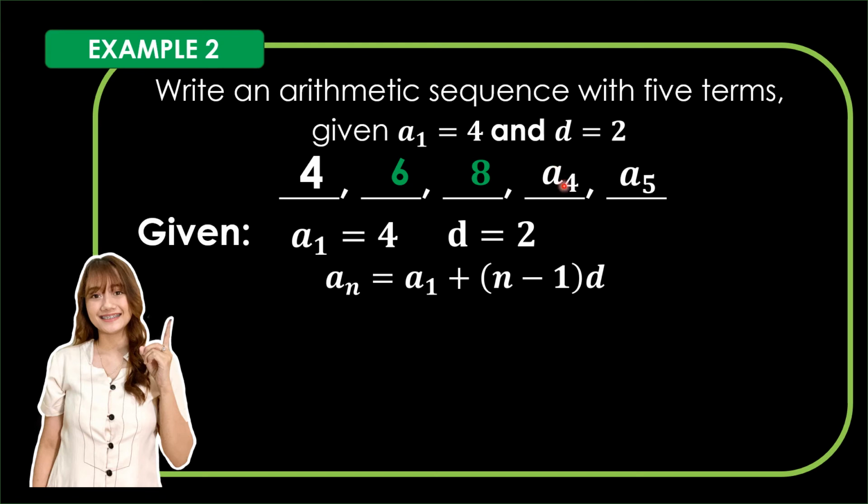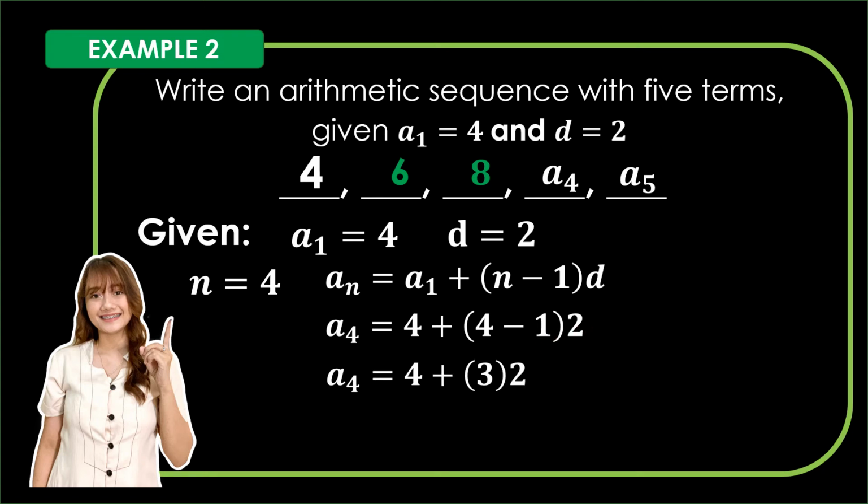Now let us find a sub 4. Since a sub 4 is the fourth term, our term's location is n equals 4. Substituting the given values to our formula, we have a sub 4 equals 4 plus the quantity 4 minus 1 times 2. Following the PEMDAS rule, we have a sub 4 equals 4 plus 3 times 2. And we know that 3 times 2 is equal to 6. Now, 4 plus 6 gives us 10. So, the value of a sub 4 is equal to 10.